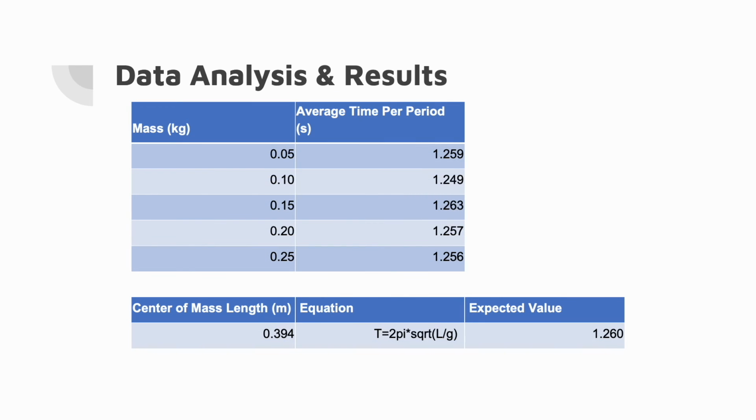We then found the average time per period for each mass that we had used in the experiment, and we compared these average period times to our expected value for the period, which we had calculated using the length of the pendulum from the pivot point at the top to the center of mass of the weight we were using. We plugged that value into the equation that Sophia had mentioned earlier to find our expected value.